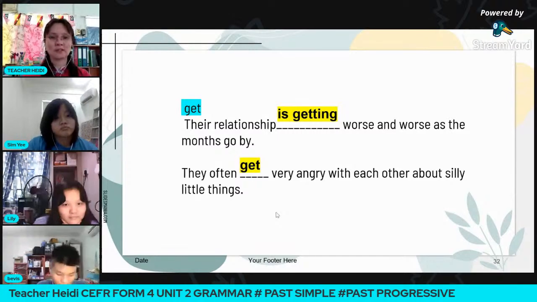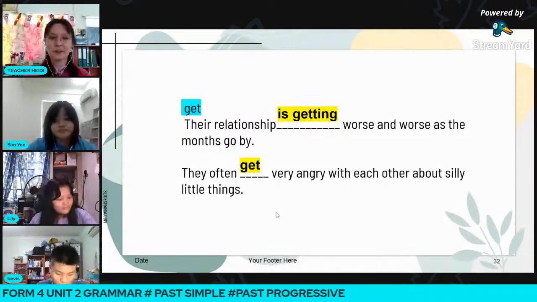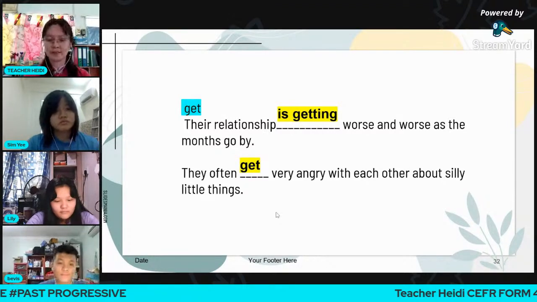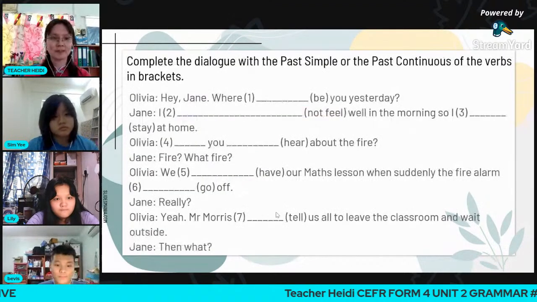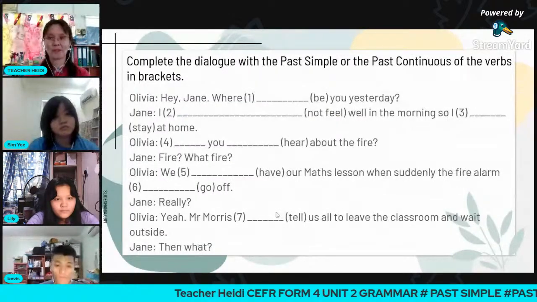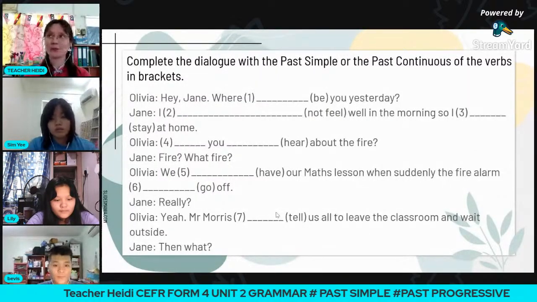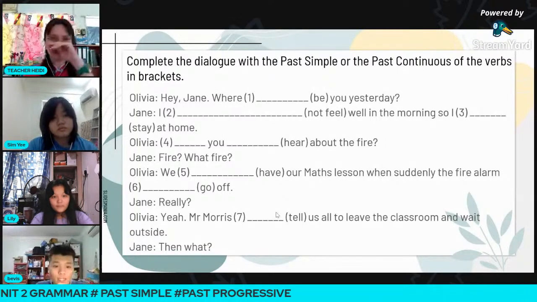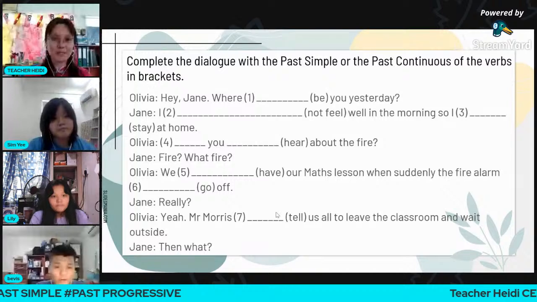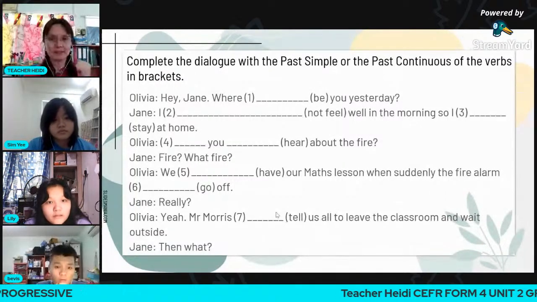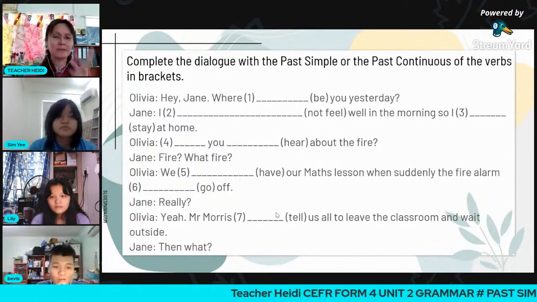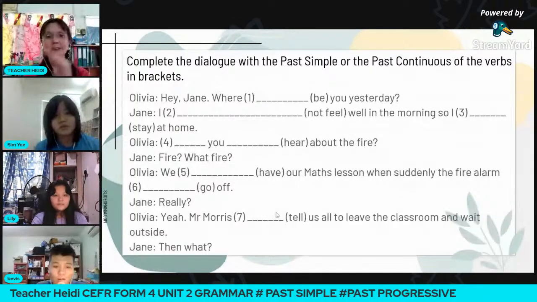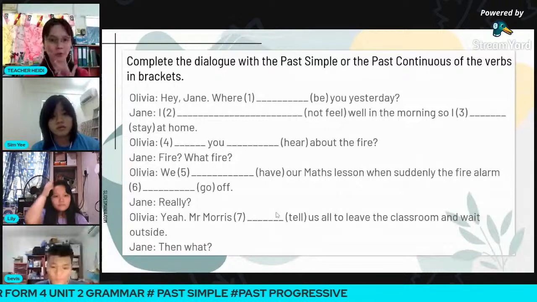Okay, so this one is a progressive. The other one, they often get, is more like a daily habitual. That's why it's in the simple present. Okay, this is from your workbook, your Full Plus workbook. If you have the word be, it's basically is, am, are, was, were, but because you are focusing on past simple and past continuous, therefore you need to use was or were.